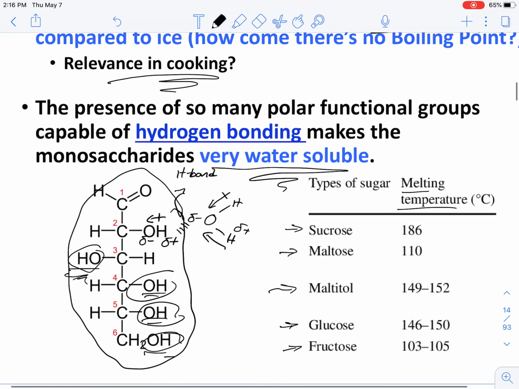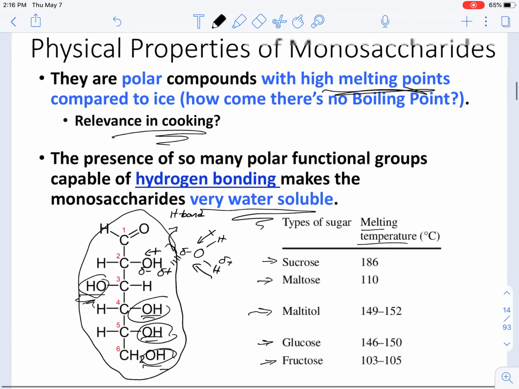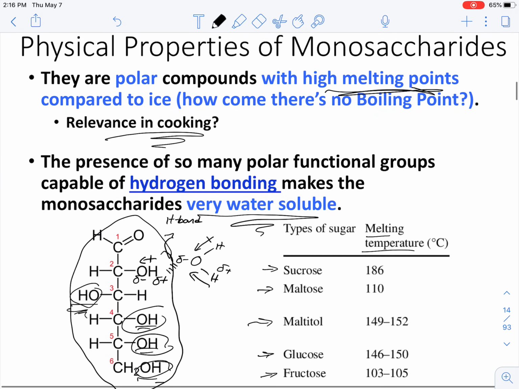And so the physical properties of monosaccharides are not only relevant in lab, they're also very relevant in the culinary industry.